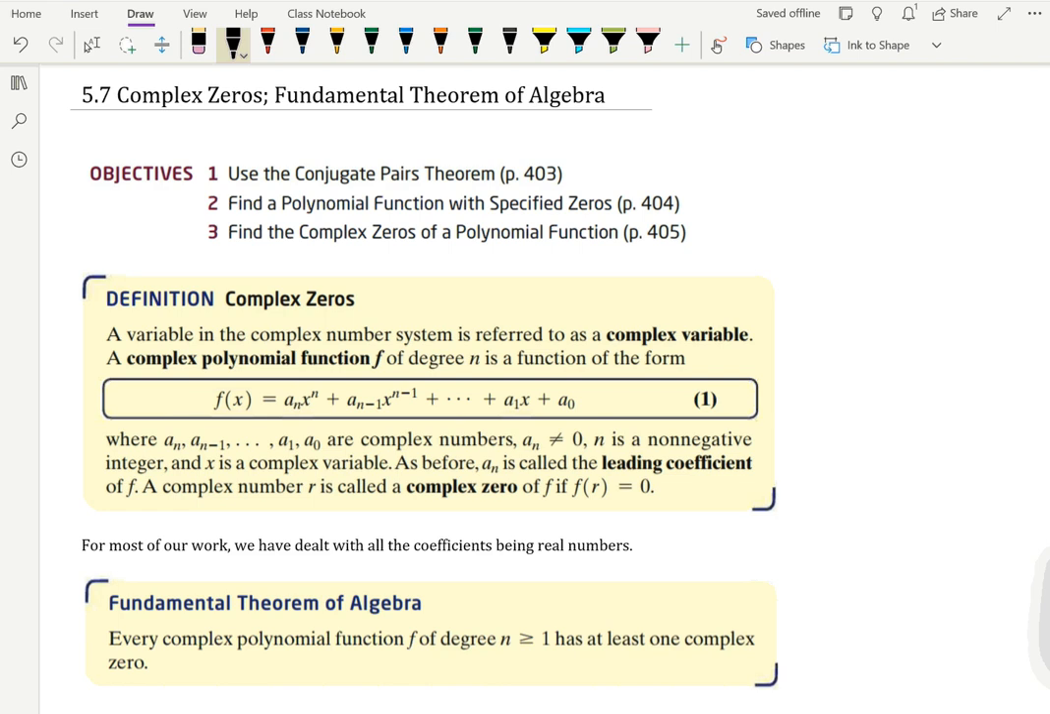Our objectives: we're going to use the conjugate pairs theorem. We're going to find polynomial functions with specified zeros and find complex zeros of a polynomial function. Sounds like a lot of fancy words. Let's dive into it and see what we end up with.